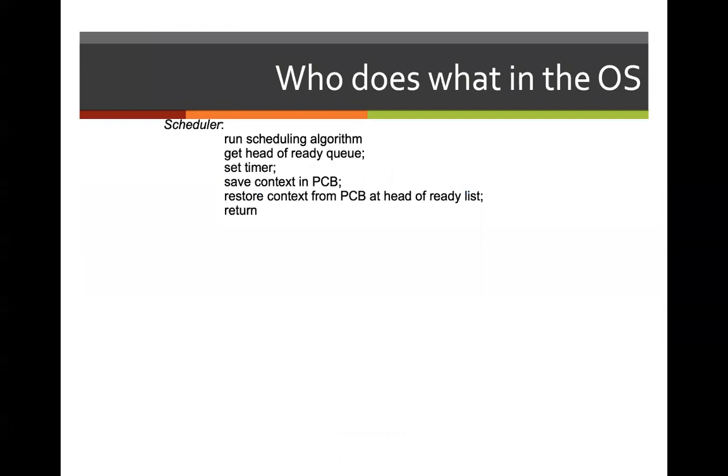And so let's consider some other aspects about what is done during execution. So what does what in the operating system? And we want to consider that the scheduler is utilized to run the scheduling algorithm, to get the head of the ready queue, to set the timer, save the context in our process control block, restore context from our process control block at the head of the ready list, and then return.